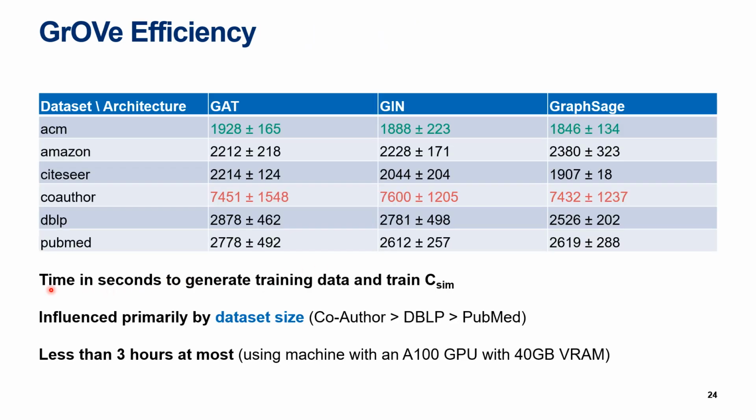Lastly, we test how efficient GroVE is in terms of the time it takes to generate the training data for and train the similarity classifier. We find that it is influenced primarily by the dataset size. Co-author is the largest dataset, thus it takes the longest time to train GroVE for co-author, while ACM is the smallest dataset and thus it takes the least amount of time. However, using a single A100 GPU with 40 gigs of RAM, we find that GroVE was able to train the similarity classifier in less than 3 hours.